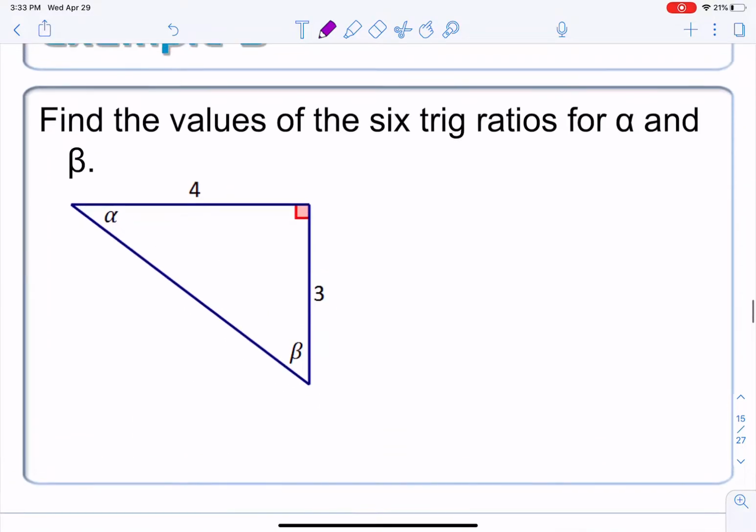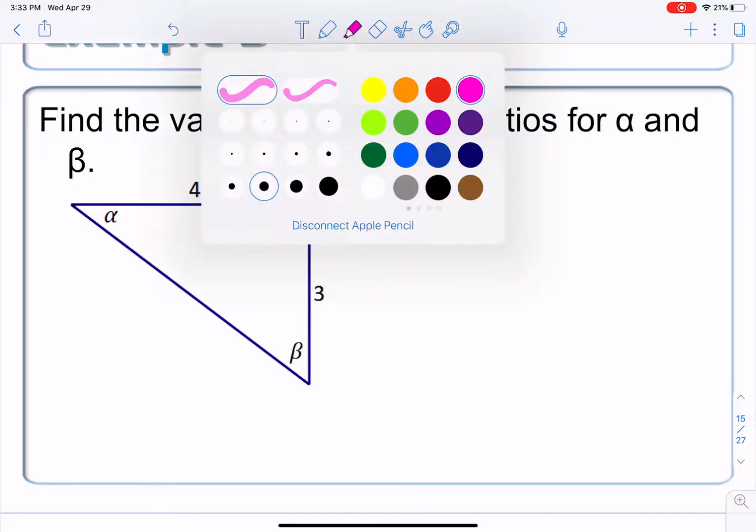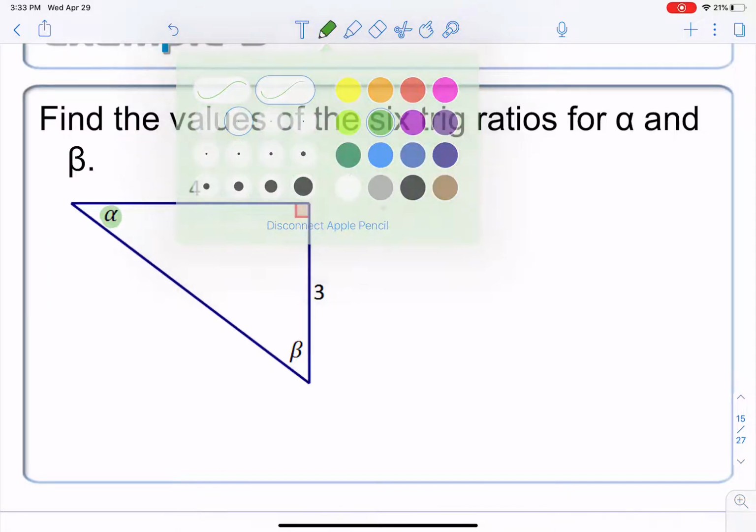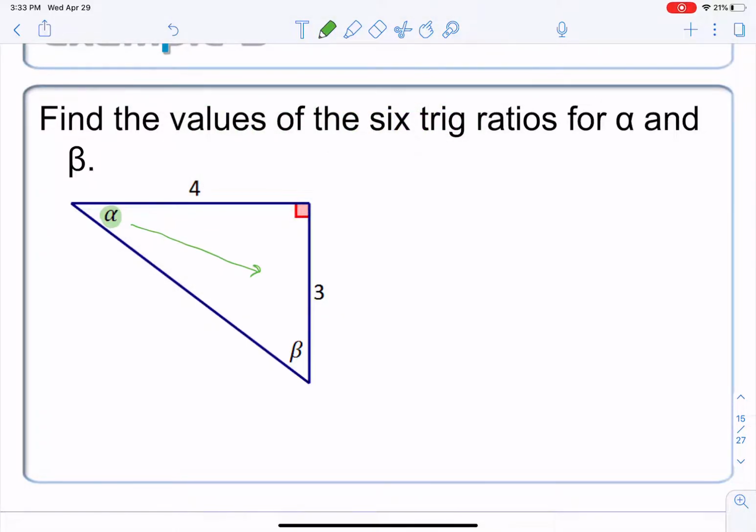Okay, so let's start with alpha. I'm going to start with alpha, and let's make this one all in green. So directly opposite from the alpha, this is our opposite side here. And then the other leg that touches, or that's adjacent to alpha, which is our 4, that's our adjacent side. And the one that's across from the right angle, obviously, is our hypotenuse.